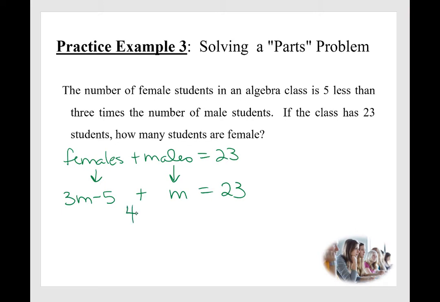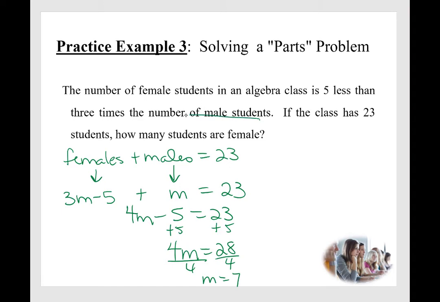So I'm going to combine like terms. I'm going to isolate my variable term. And then I'm going to isolate the variable completely. Okay, so I've solved for my variable, so m equals 7. So that means I have 7 males.